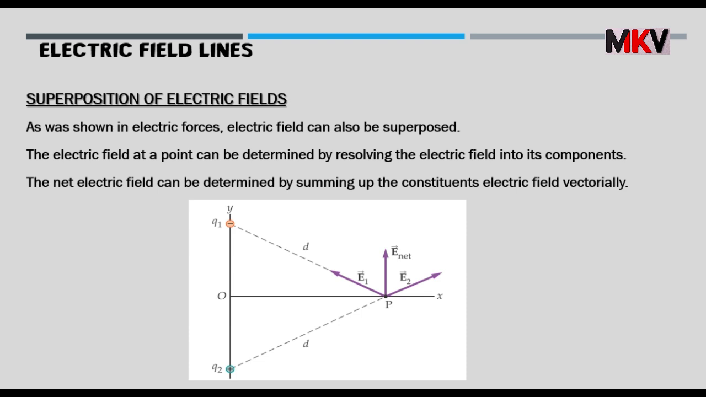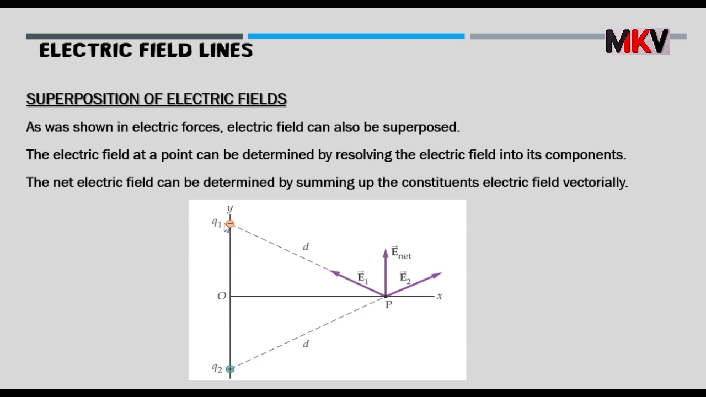Before we can do that, at point P, we assume that there's a test charge. We said earlier on that a test charge is a positive charge that helps us to find the magnitude of electric field at a distance away from the charge. So at point P, we assume that there's a test charge here.